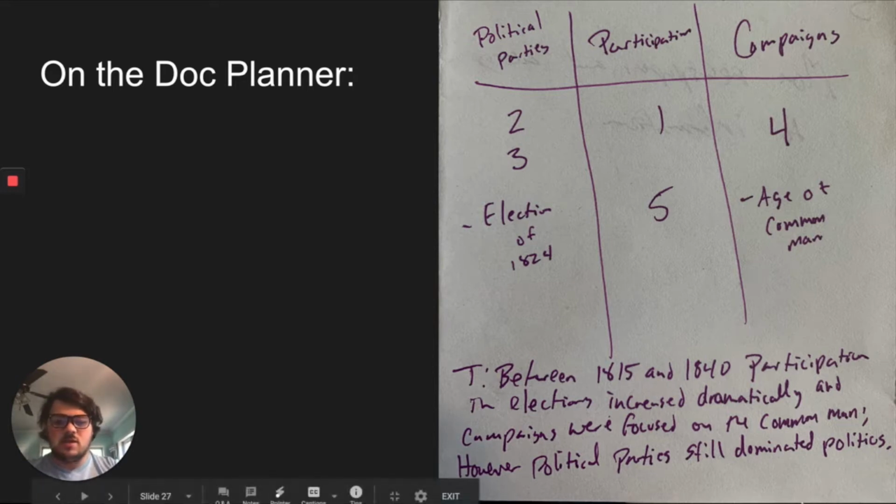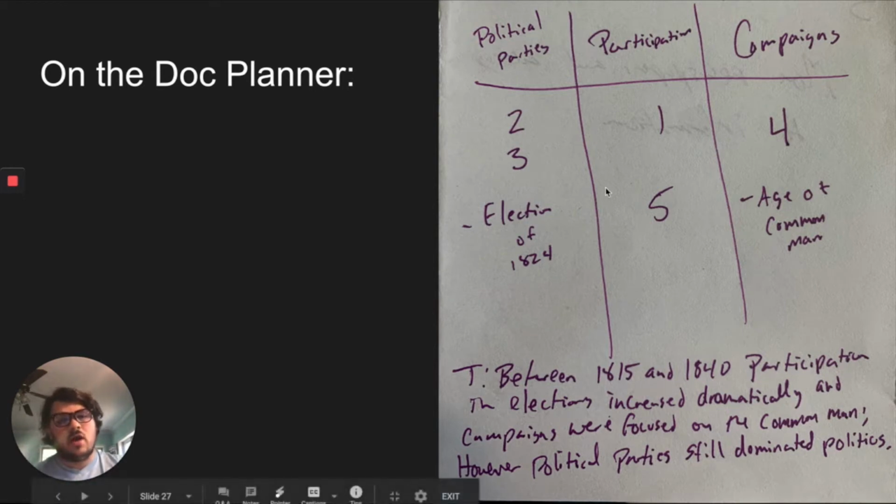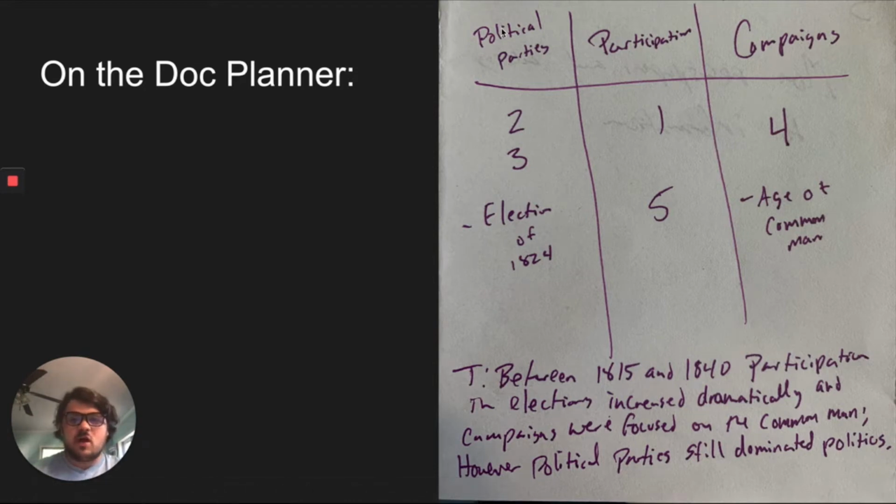You can see here's my thesis for this essay. Between 1815 and 1840, participation in elections increased dramatically and campaigns were focused on the common man. However, political parties still dominated politics. Okay, so I have my complex thesis. I reference the dates. You can see what my paragraphs are going to be about, etc. Right? So I have a paragraph about increased participation. I have a paragraph about campaigns being more focused on the common man. And then I'm going to have a paragraph about the dominance of political parties.